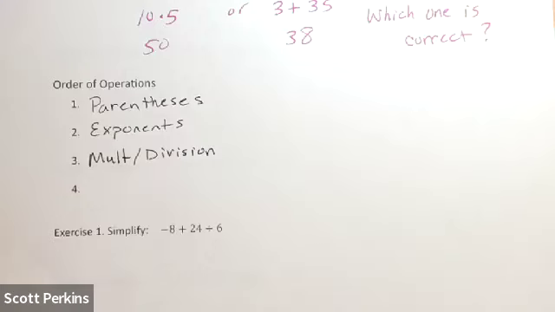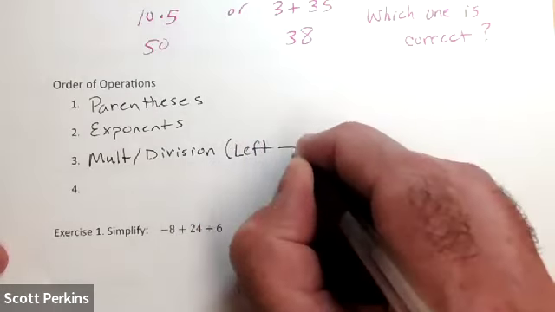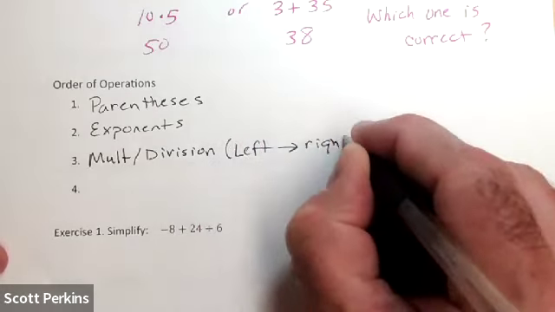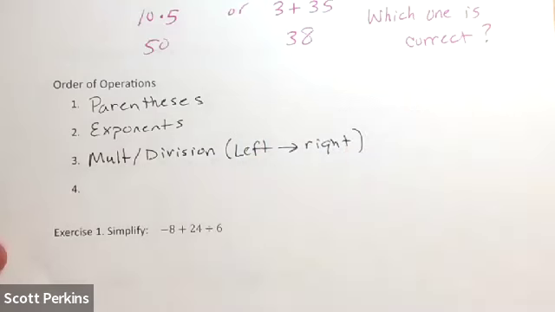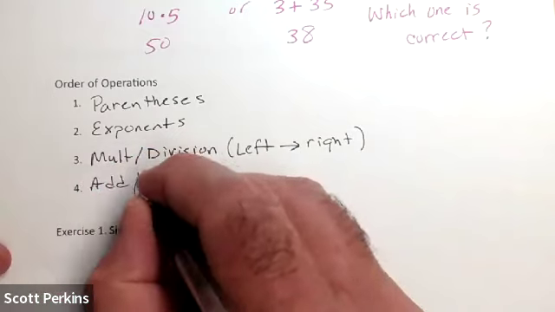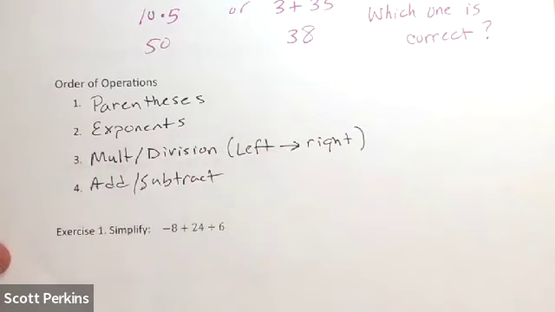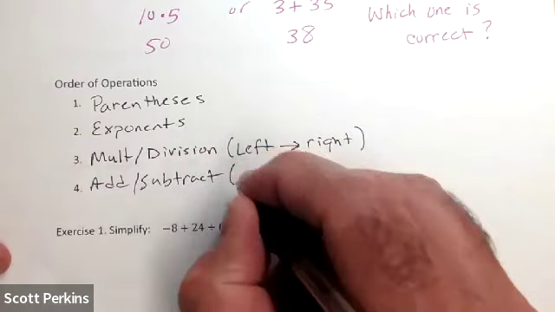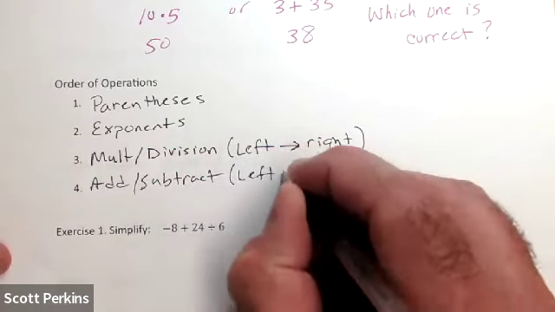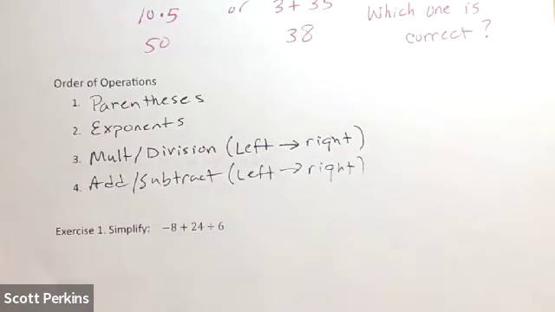So if you have both multiplication and division in a problem, you just start from the left side of the problem and go to the right and do whatever you encounter next. The same thing is true for adding and subtracting. Adding is not more important than subtracting. They are the same operation, mathematically equivalent. So when you have both, you go from the left part of the problem to the right part of the problem.